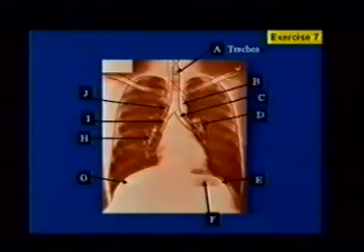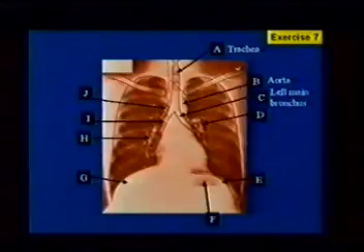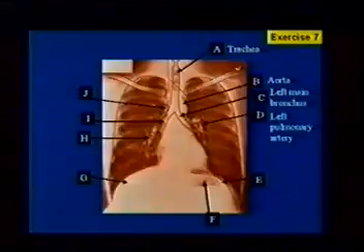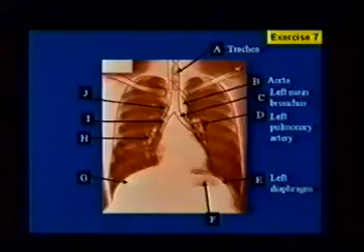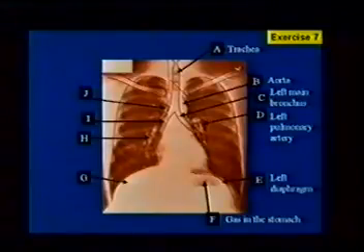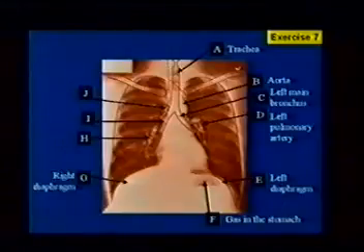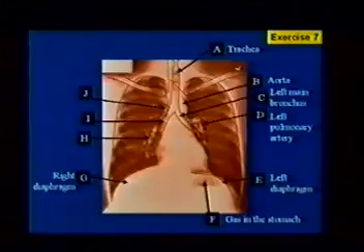A is trachea, B is aortic knuckle, C, left main bronchus. D, you could see the left pulmonary artery arching over the left main bronchus. E is a left hemidiaphragm, and you can see the gastric air bubble F below the left hemidiaphragm. G, right dome of the diaphragm.